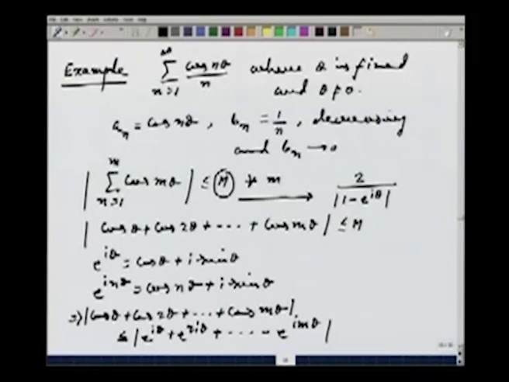So the partial sums of An's are bounded, Bn's are decreasing and going to 0. This then implies by Dirichlet's test that the series converges. This is all we had to cover in the infinite series. In the next lecture, we are going to talk about something called power series.